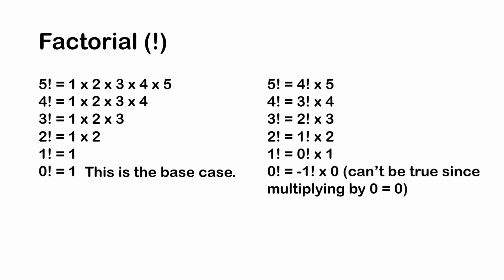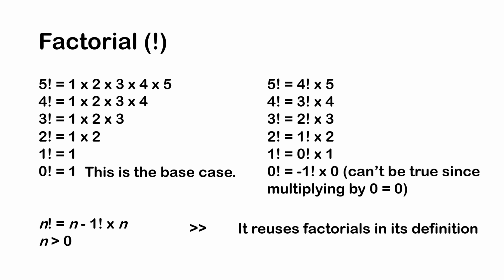This means also that we've created a recursive formula, more notably n factorial is equal to n minus 1 factorial times n. Keep in mind though, this is only true if n is greater than 0. This also means that it is recursive since it uses factorial in its definition to define a factorial.